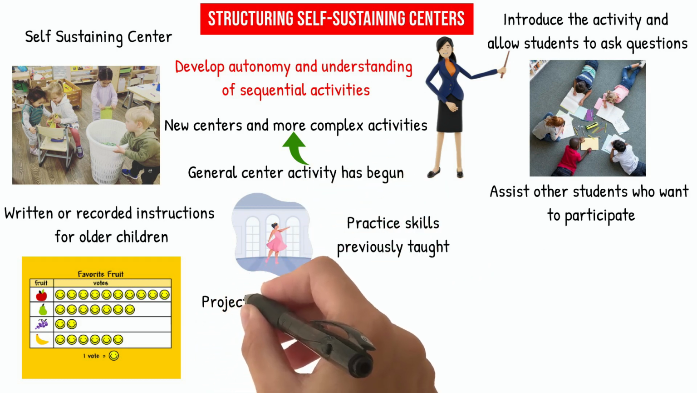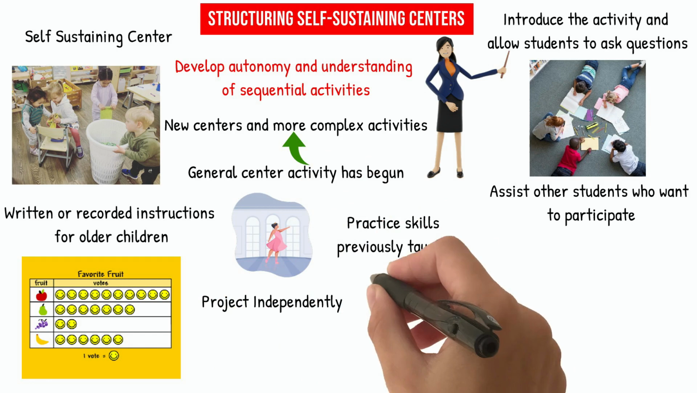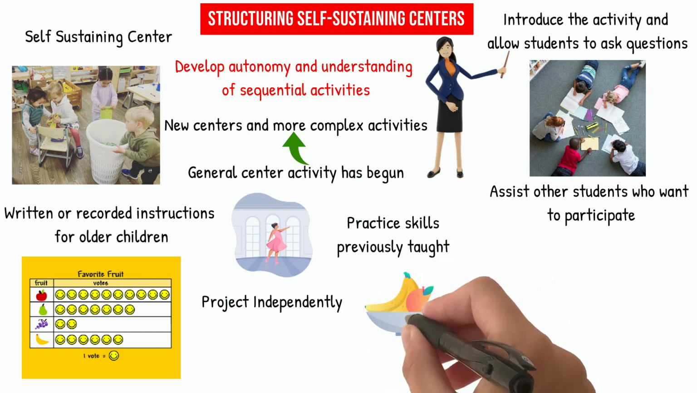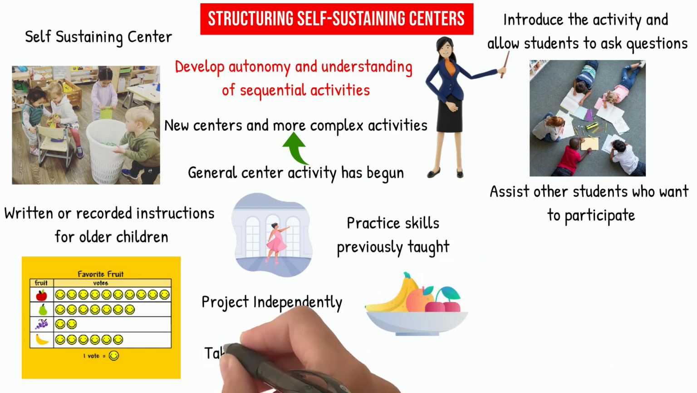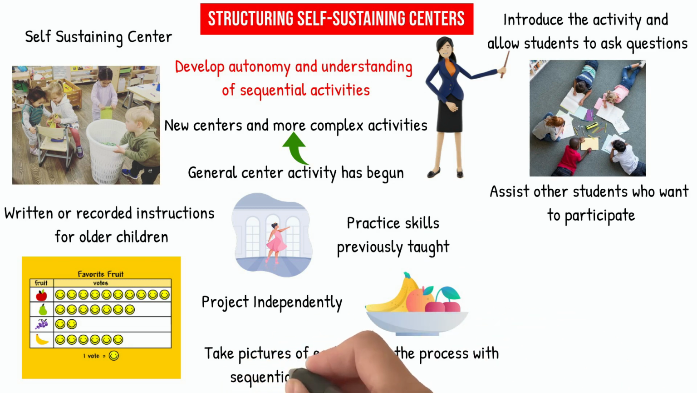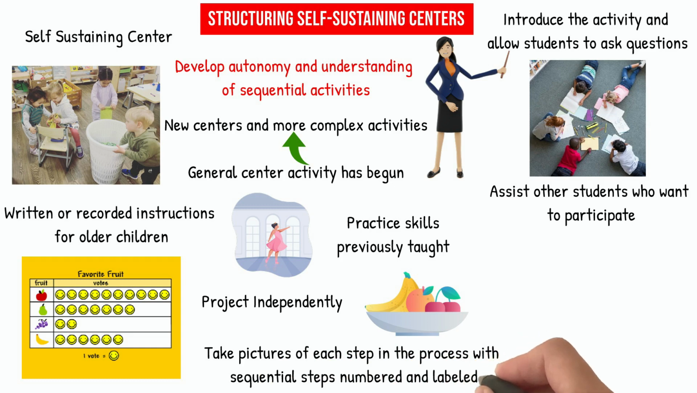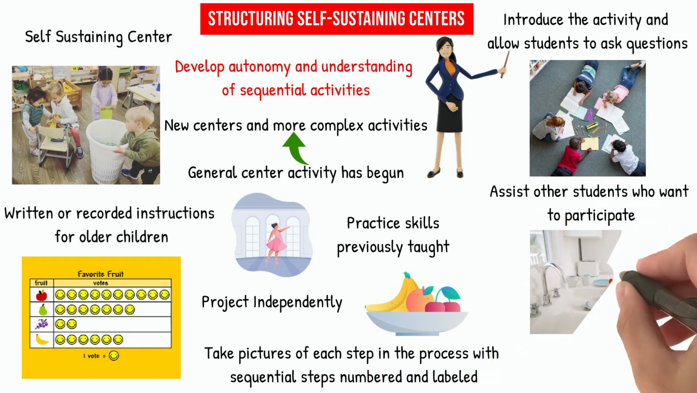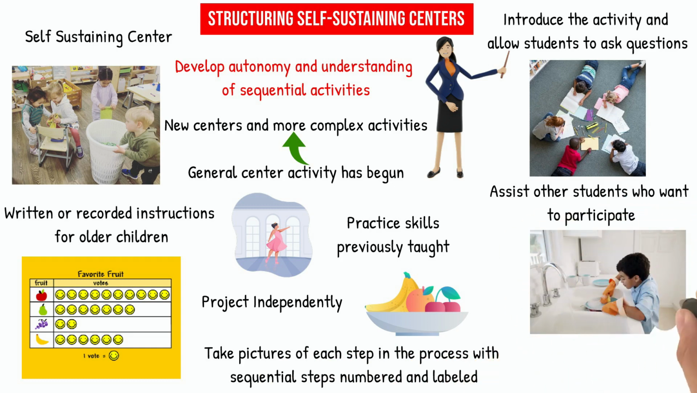Teachers can structure activities in which students can complete a project independently, such as making fruit salad. The teacher can show the students how to do the activity and take pictures of each step in the process with sequential steps numbered and labeled. By using self-sustaining centers, students can learn to direct their learning and develop a sense of independence in the classroom.